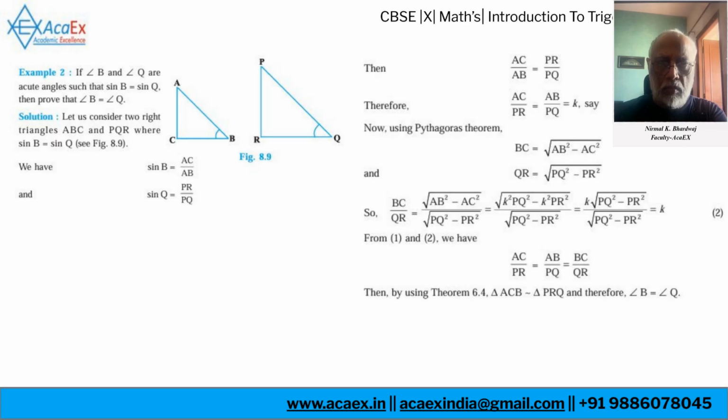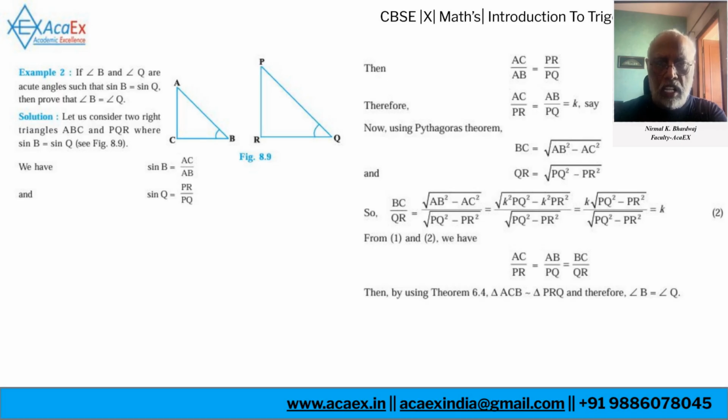Example 2. Proving angle equality. Problem. If angle B and angle Q are acute angles and the sine of B equals the sine of Q, prove that angle B equals angle Q. Solution. In their respective right triangles, sin B equals AC over AB and sin Q equals PR over PQ. Since they are equal, we can establish a proportion.